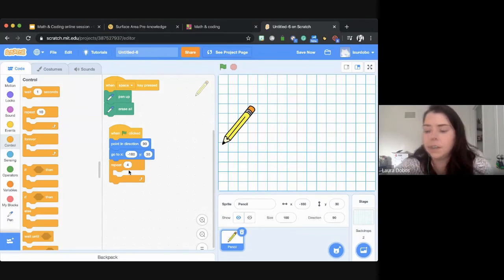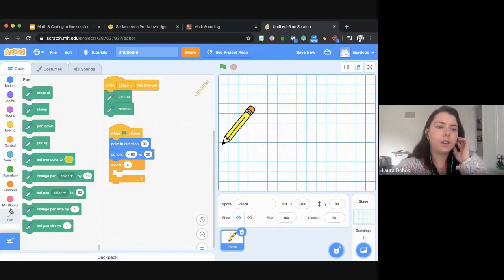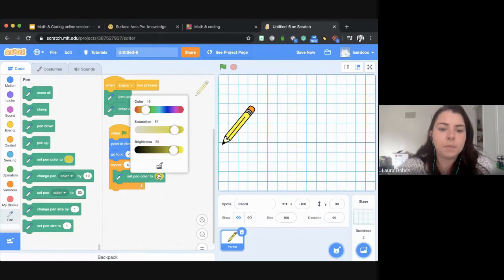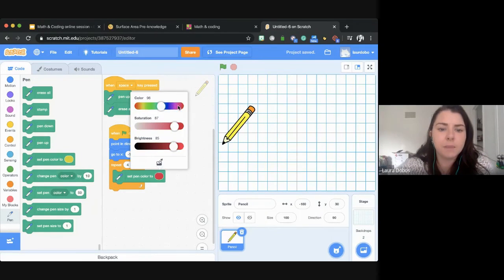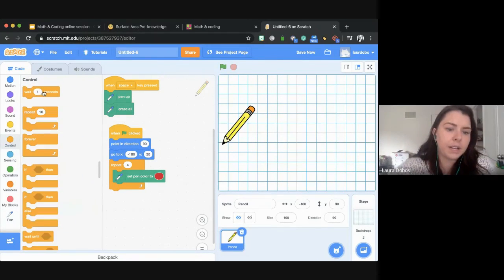Okay. So now you're going to go back to your pen. I like to choose different colors for each square that I'm drawing, just to show, okay, here's square 1, here's square 2, 3, 4, 5. So if you would like to change your color, you can. You're then given the option of kind of the spectrum. We'll just go red to start with. And then you're going to put a wait block in.